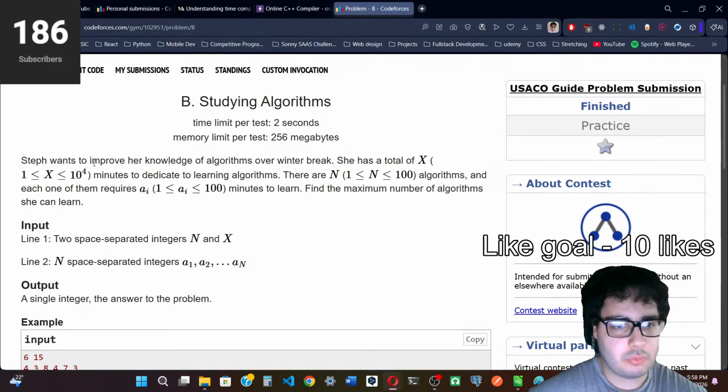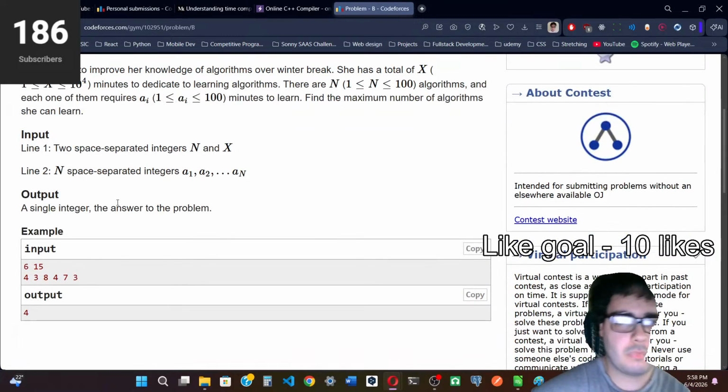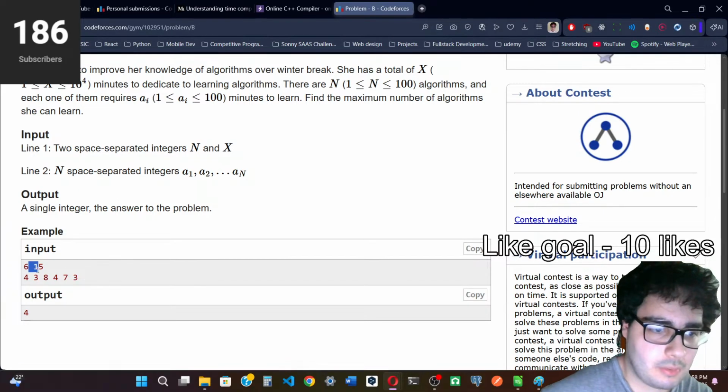Steph wants to improve her knowledge of algorithms over winter break. She has a total of X minutes to dedicate to learning algorithms. There are N, at most 100, algorithms, and each one of them requires A_i minutes to learn. Find the maximum number of algorithms she can learn. The maximum is 15 right here, and these are all the times it takes to learn each algorithm.